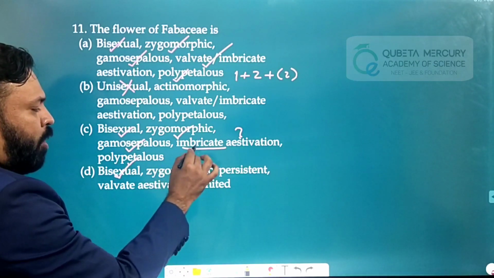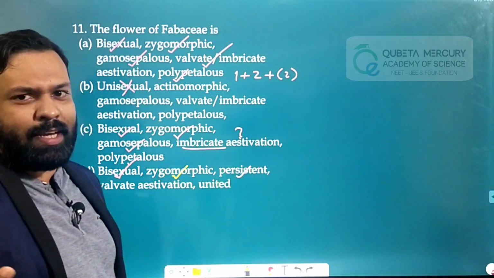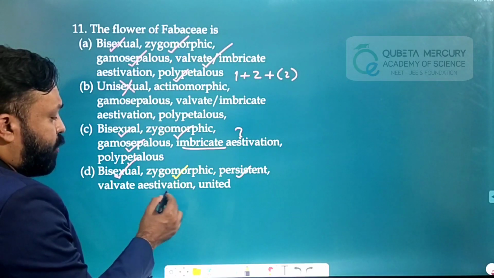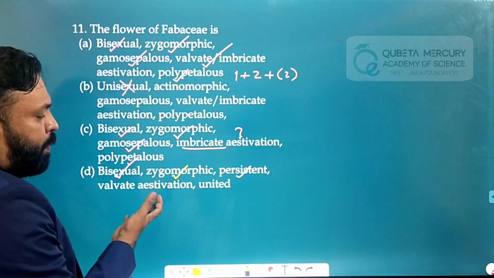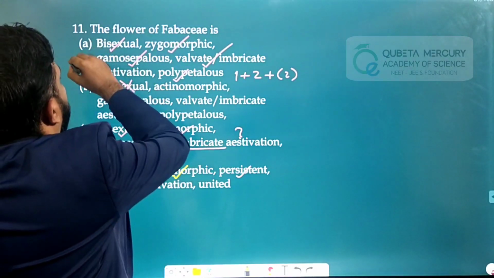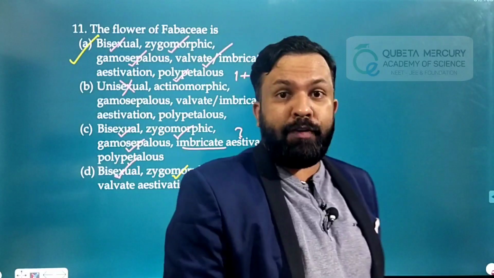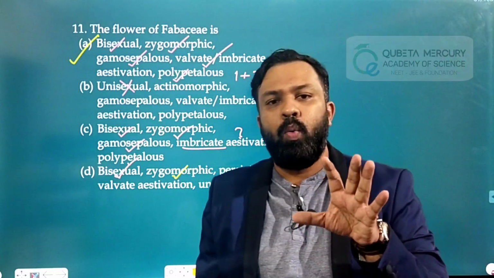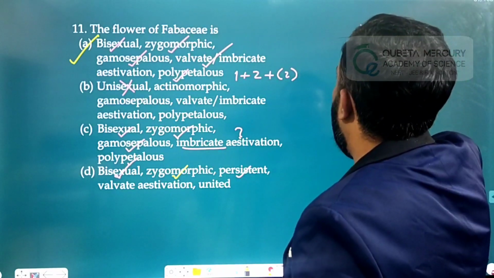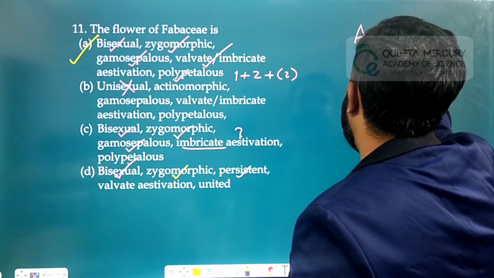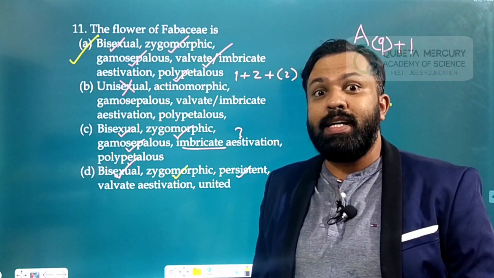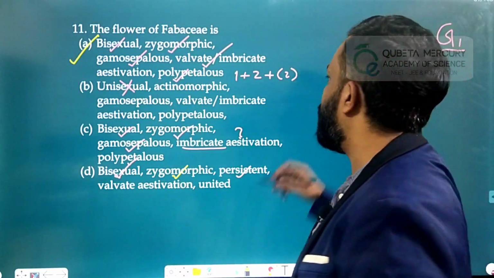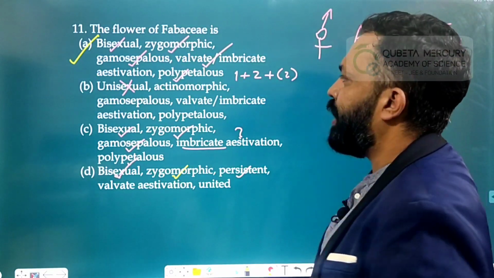Bisexual, fine. Zygomorphic, fine. Persistent, no, the persistent calyx is a feature of Solanaceae, like tomato, potato, brinjal, etc. Valvate aestivation, not only valvate, it can be imbricate too, right? So the best answer for question number 11: a member of Fabaceae shows a bisexual flower with both androecium and gynoecium together, where the androecium is made of a total of 10 stamens arranged as 9 together and 1 individually, said to be diadelphous stamens, fine. And the gynoecium is monocarpellary with a superior ovary.